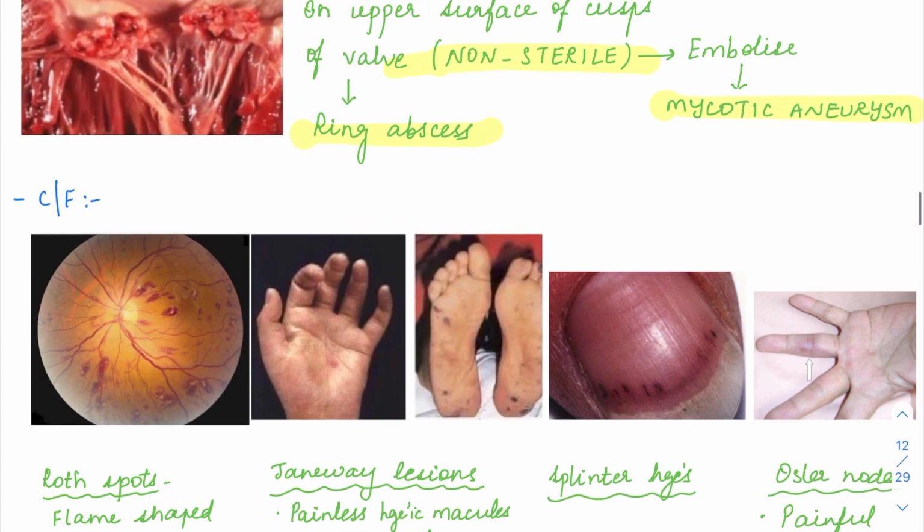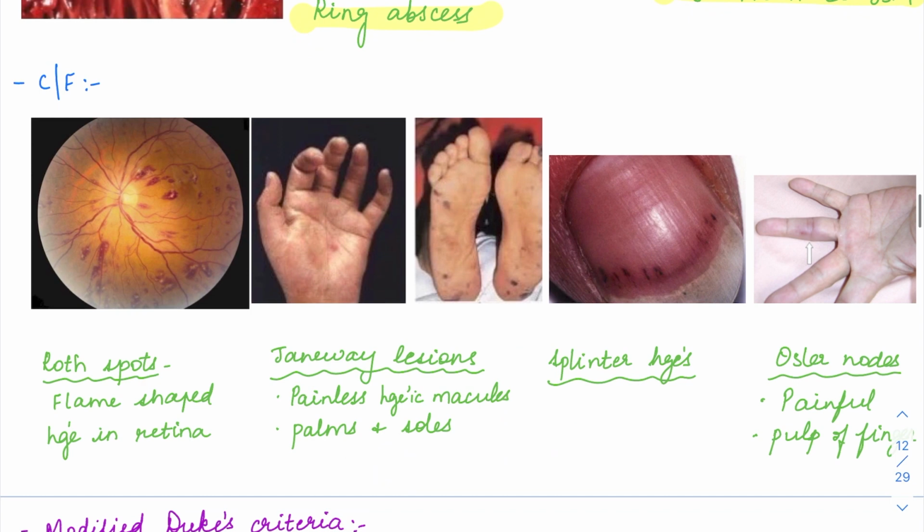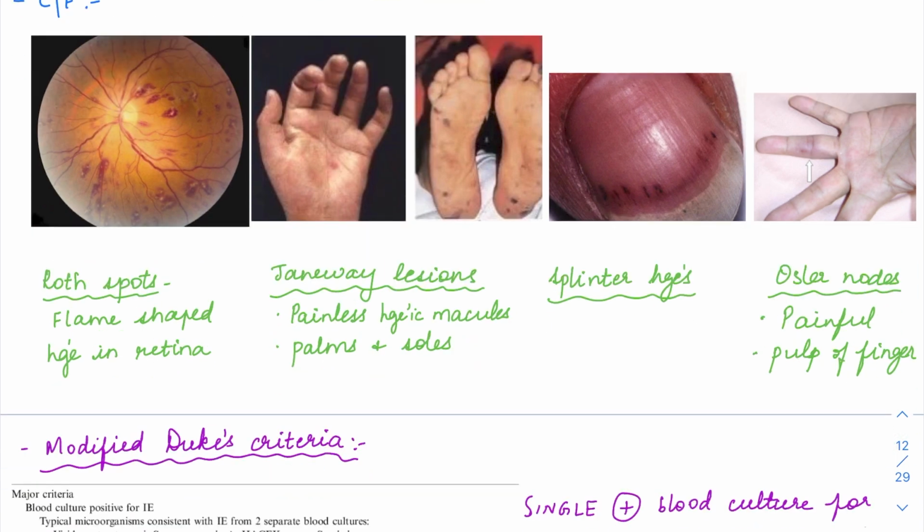The clinical features can be related to the abscesses, wherever it goes and deposits, where it can cause infection. So it can be related to the place it is getting deposited, or it can be due to some immunological or vascular phenomena. Let's see about the vascular and immunological phenomena because they can be asked as picture-based questions as well. The first image has flame-shaped hemorrhages. These flame-shaped hemorrhages are seen on the retina.